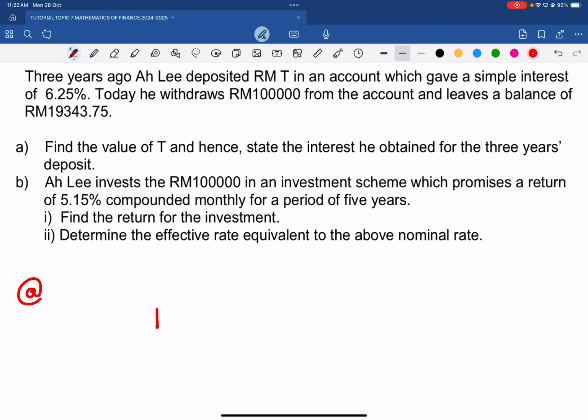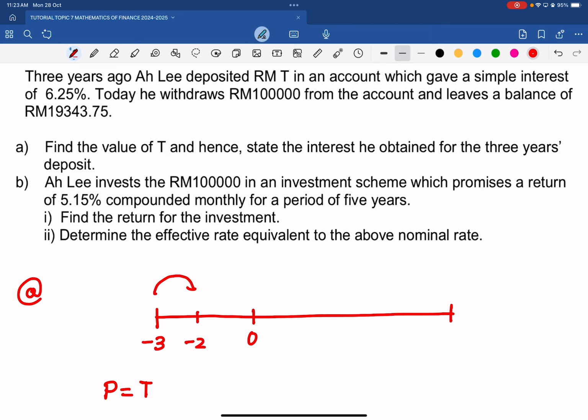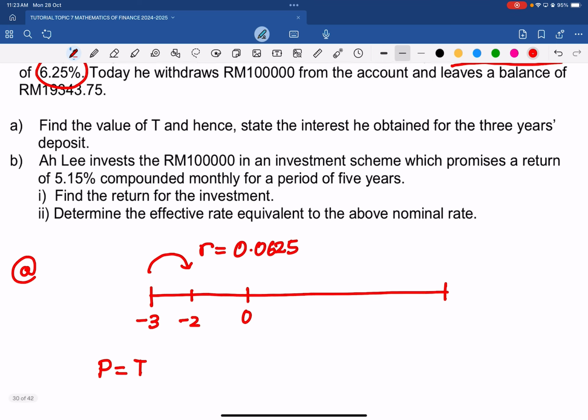Let us draw some timeline. 3 years ago, from now, Ali deposited RM T. What does it mean by RM T? P, principal. This is T. Which gave a simple interest. What does it mean by simple interest? That is R, simple interest rate, 6.25%, R is 0.0625.